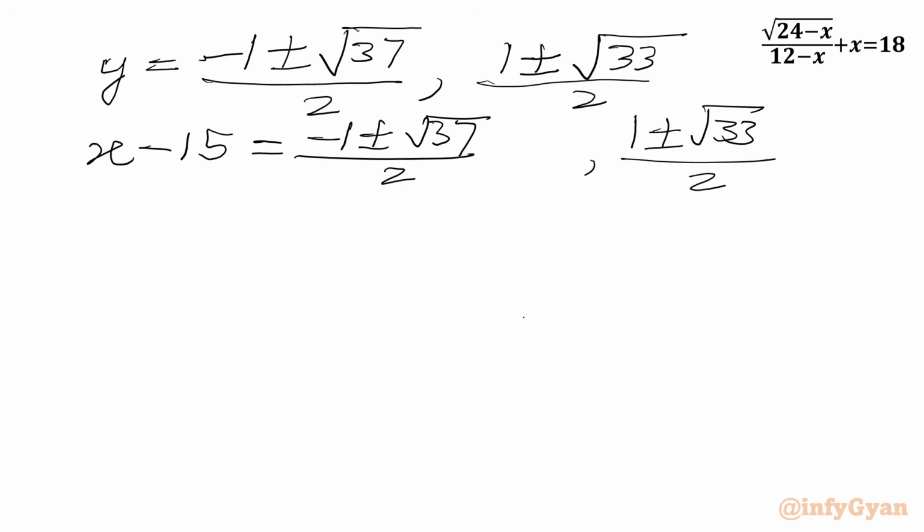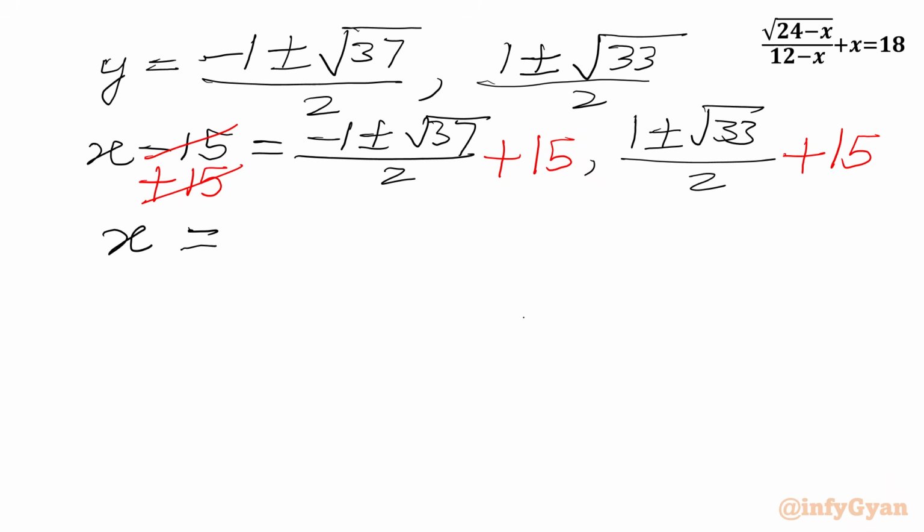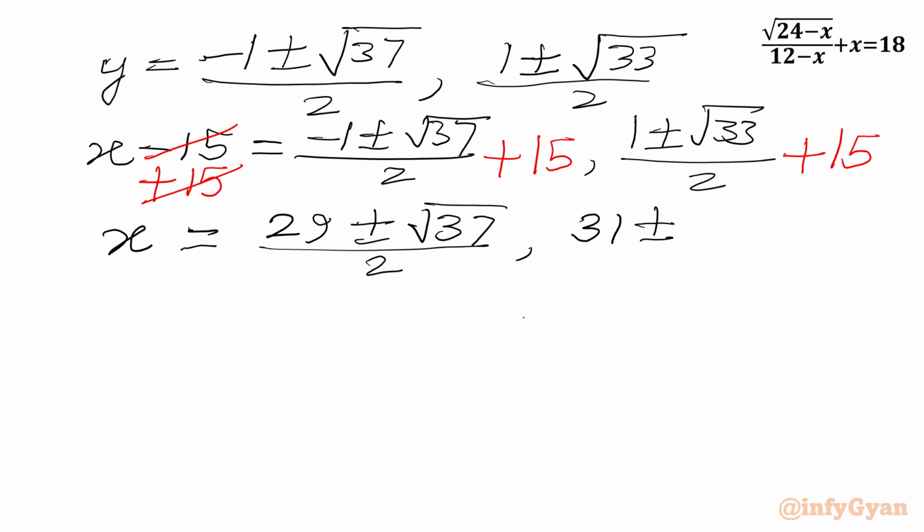To find the values of x, we need to add 15 both sides. So we'll write here plus 15, here plus 15, here also plus 15. Minus 15 plus 15 will get over. We are going to get x equal to 30 minus 1 is 29. So 29 plus minus square root 37 over 2. And 30 plus 1 is 31. So 31 plus minus square root 33 over 2.